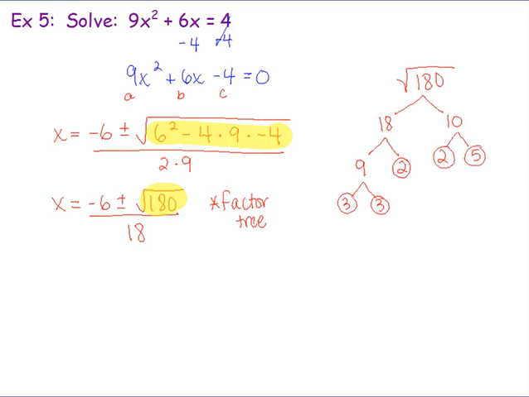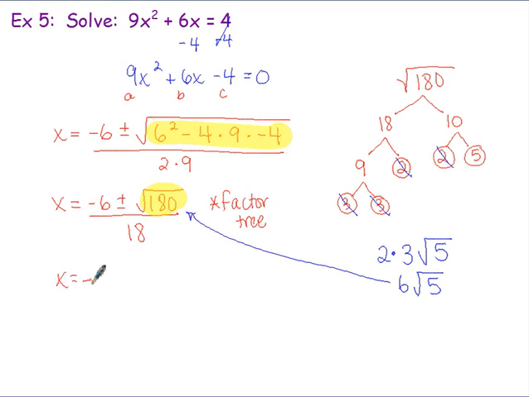You were looking for pairs. Cross off a pair of 3's, outside the radical put a 3. Cross off a pair of 2's, outside the radical put a 2. The lonely 5 stays inside. So your answer was 6 square root of 5. Hopefully you had that right. Now that comes over here. So on your paper, you should have had negative 6 plus or minus 6 square root of 5 over 18.